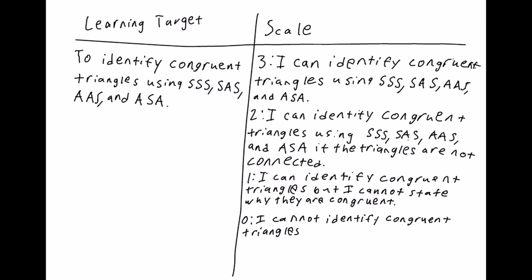3, you can identify congruent triangles using those 4. 2, you can identify congruent triangles using those 4 if triangles are not connected. 1, you can identify congruent triangles but cannot state why they are congruent. And 0, you cannot identify congruent triangles.